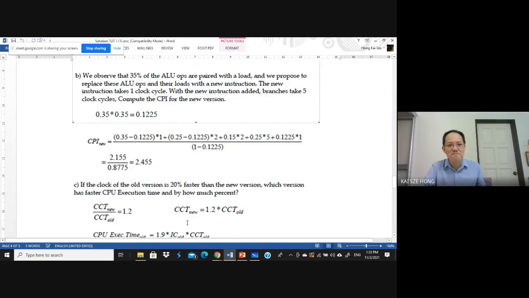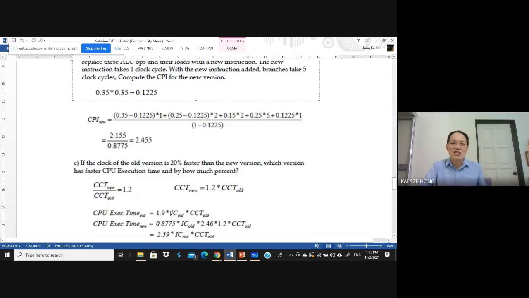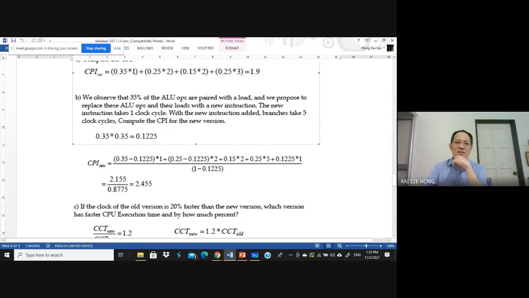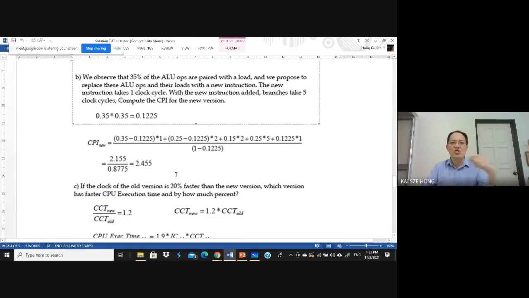So let's calculate. Definitely 2.455 is a lot higher clock cycles per instruction. But you can see the reduction of 12% of the instructions, then the clock cycle increased 50%. So it's not good, right?